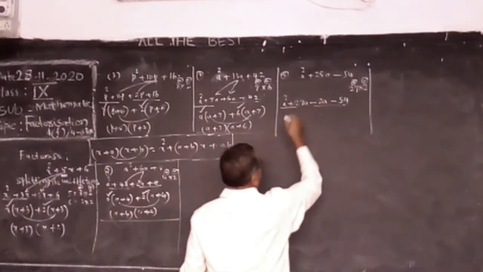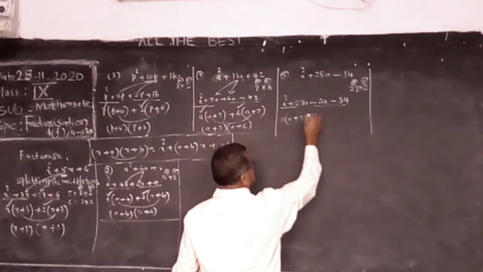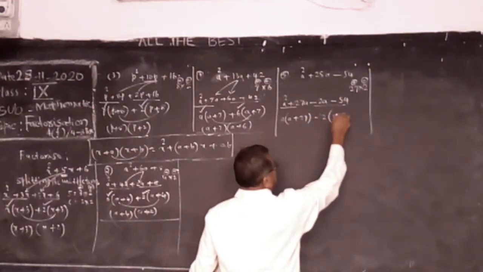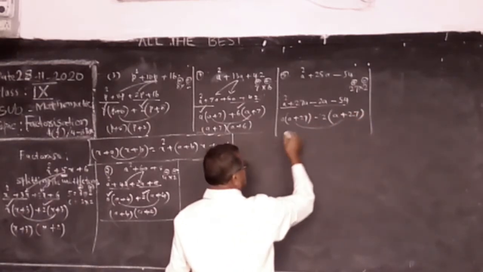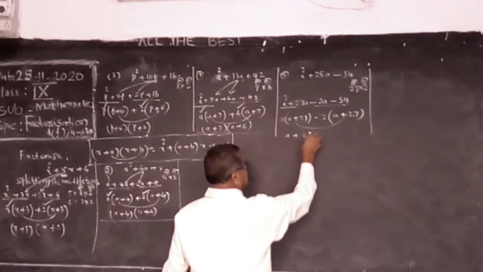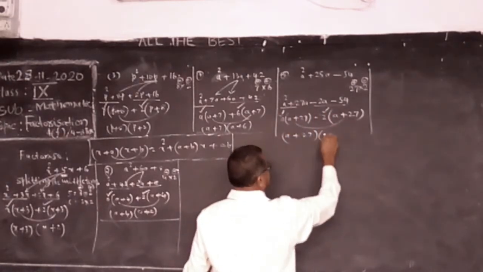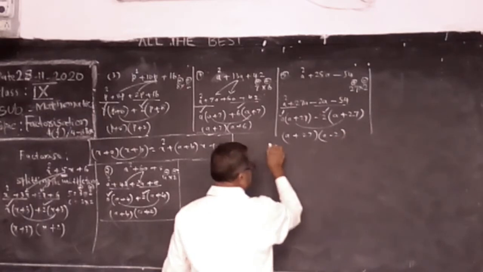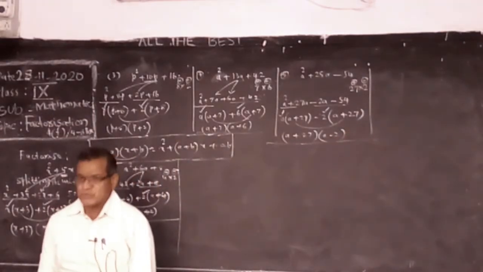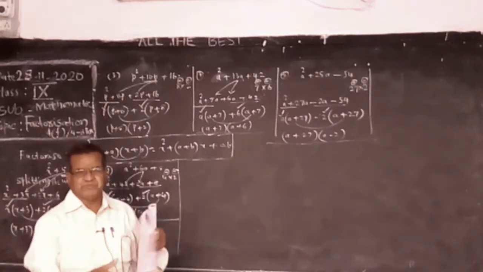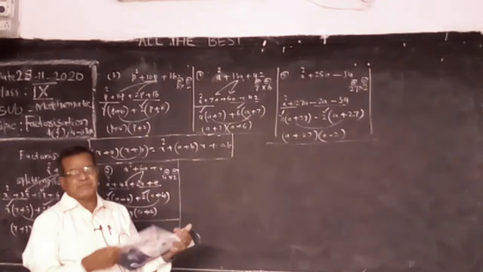Taking a common, a into a plus 27; minus 2 taking common, a plus 27. A plus 27 again common: a plus 27 into, here a is left, here 2 is left. So a minus 2. These are the factors. Immediately we can say you have to split the middle term as two numbers to satisfy sum and product.